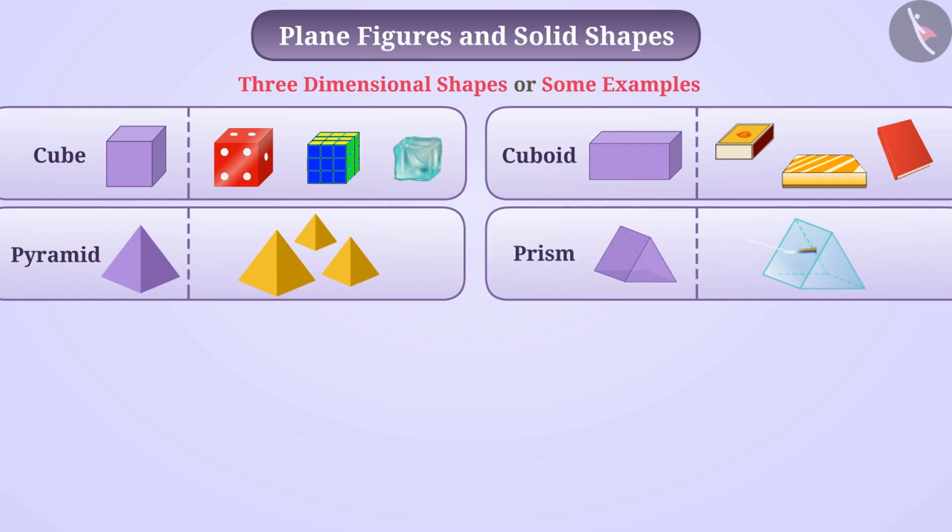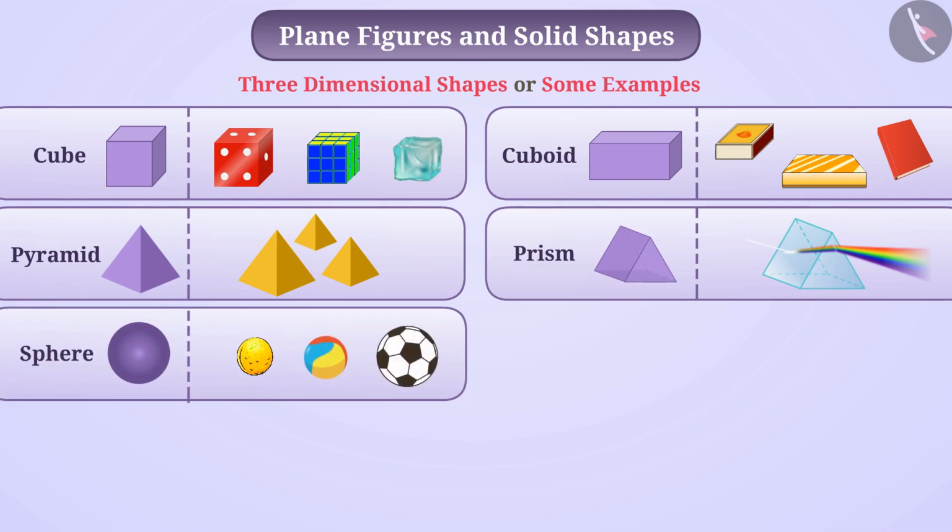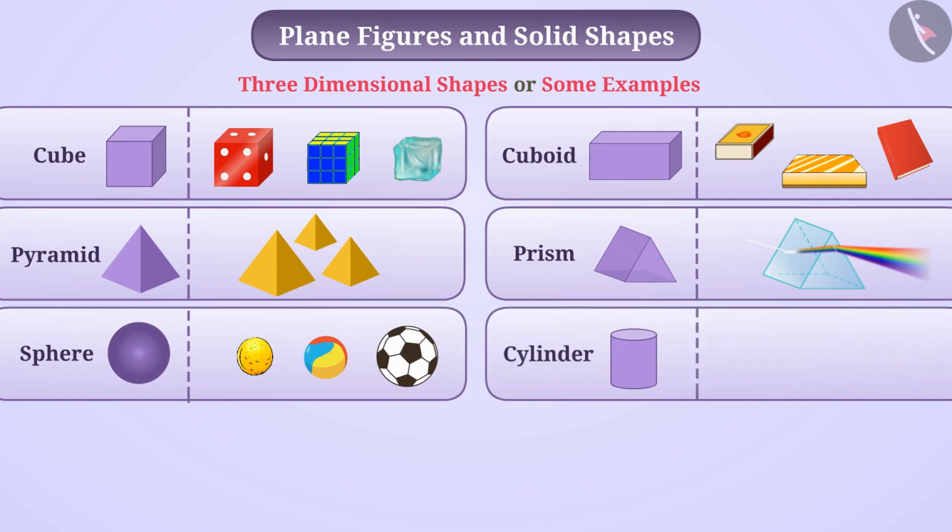When rays of sun fall on this object, we see different colors. This is a prism. This is a sphere. Objects like laddu, ball, football all have shape of the sphere. This is a cylinder. You must have seen this shape in the shapes of pen, bottle, cell battery, etc.